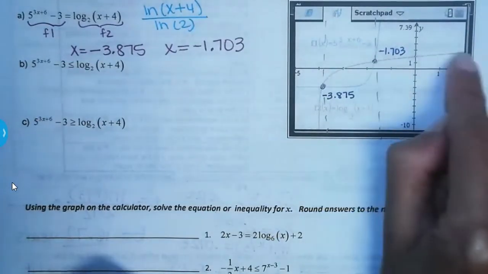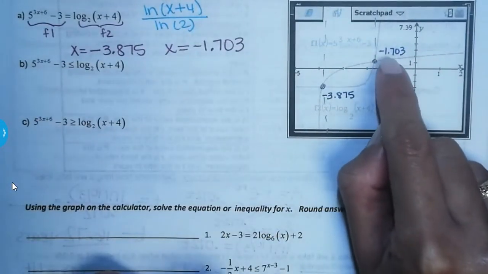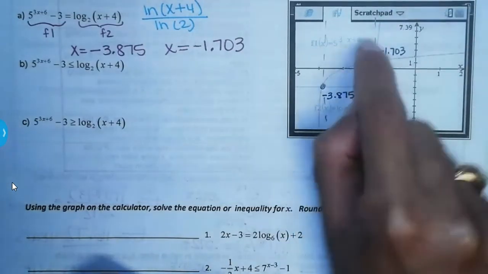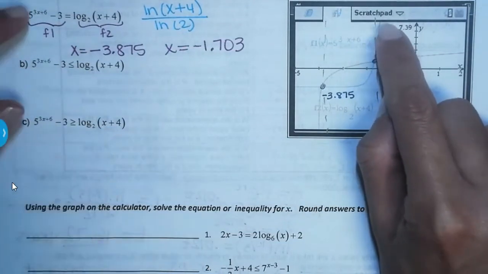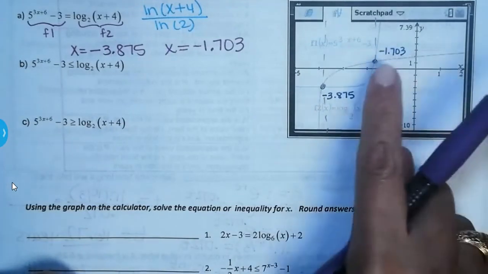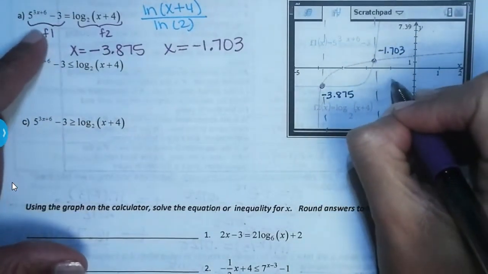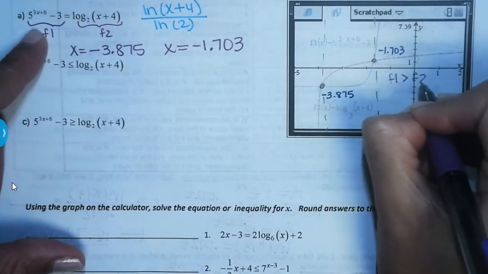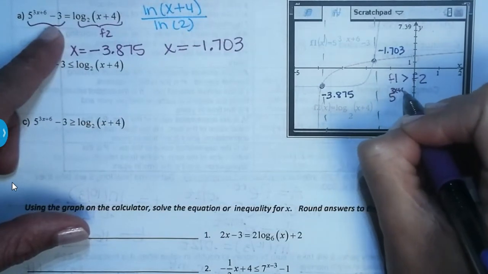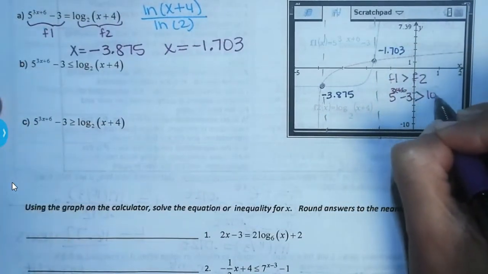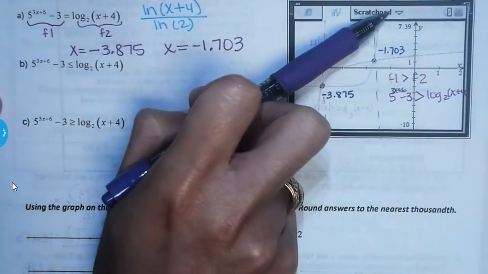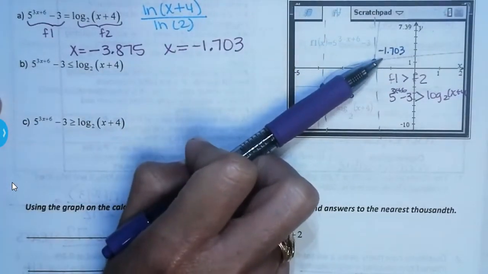So let me start over here on the right. After the intersection of -1.703, if you look at the graph from top to bottom, you'll see the blue exponential graph first, then you'll get to the log graph. So after the intersection, that means that your F1 is greater than your F2. Or in other words, the exponential is greater than the log after the intersection. Because if you look at the graph from top to bottom, you'll see the blue one first, and then you'll see the log.